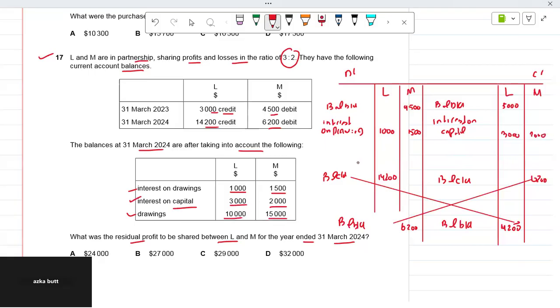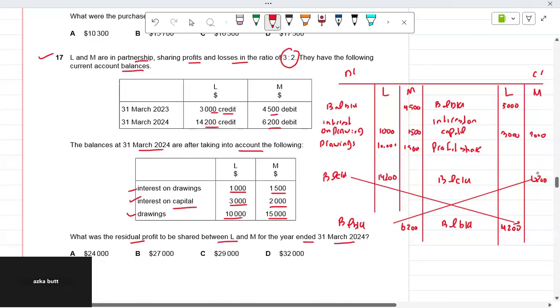Drawings are 10,000 and 15,000. So we will record drawings here, 10,000 and 15,000. Okay, so profit share should be recorded on the credit side, and we don't know what the balance for the profit share is. So now what we have to do is total the credit side of L and M and deduct the whole debit side of M and the debit side of L.